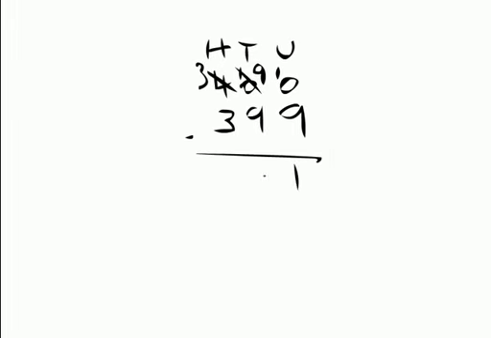Then subtract under the tens. 9 take away 9 is 0. Now let's subtract under the hundreds. 3 take away 3 is 0. And the overall answer is 1.